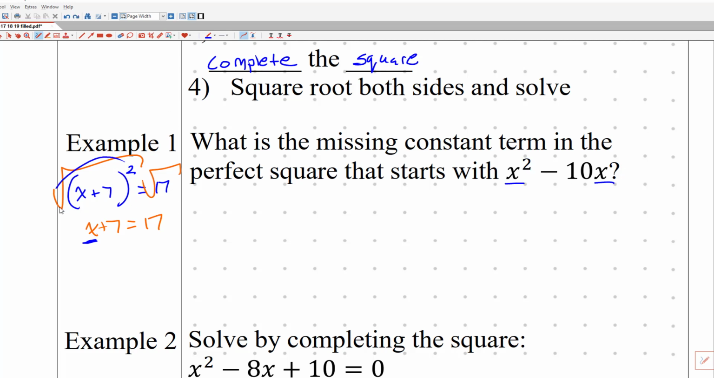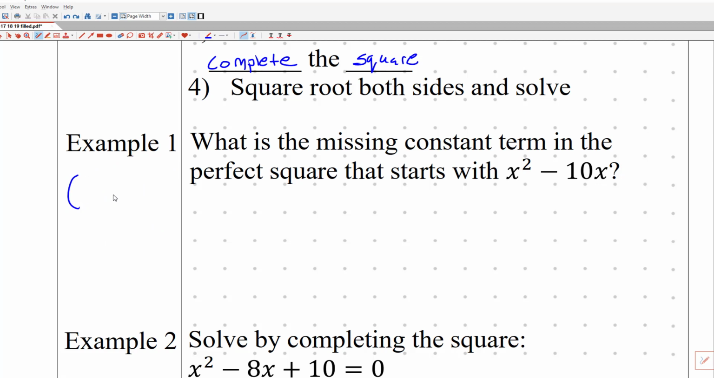So the goal is to get something of this form where I have x plus something squared, a perfect square, in order to solve. So the whole goal of today's lesson is, how do I make a square like this in order to solve a quadratic? And it's called completing the square, because if it was a perfect square to begin with, you already have a complete square.